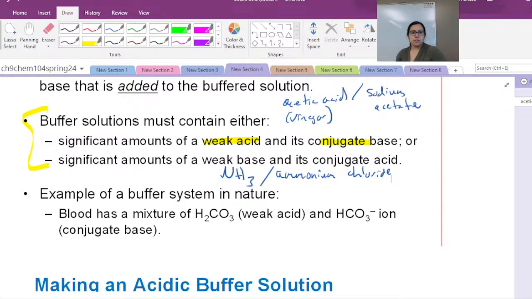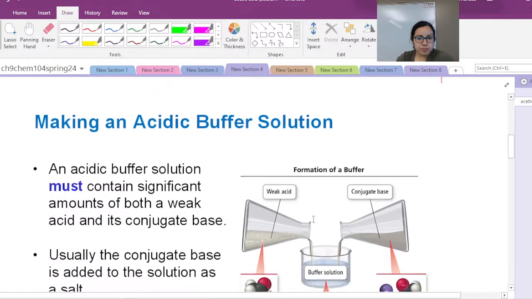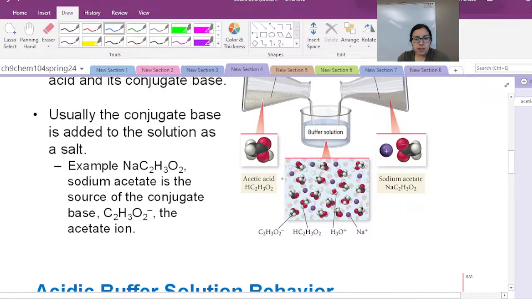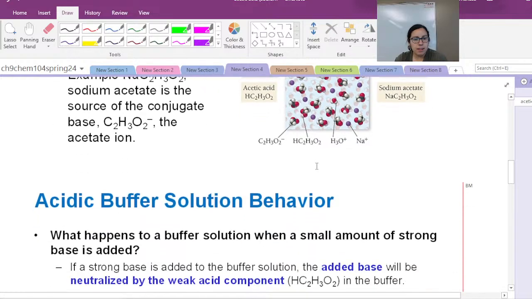Here is another example of a buffer system, our blood. It has carbonic acid and then the hydrogen carbonate ion. Again, just notice the difference of the proton. So there's our acid-base system. Now it's telling us we mix ideally equal amounts, and that gives us a greater buffering capacity.